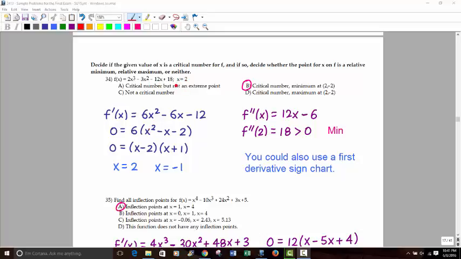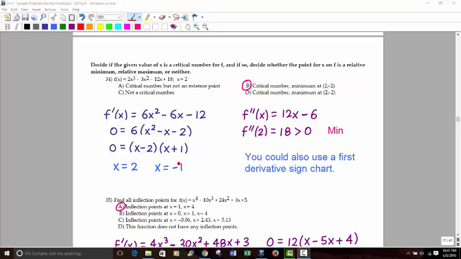So it's telling us that 2 is, decide if it's a critical number, which it is. If you take the derivative, it's 6x squared minus 6x minus 12. Factor out to get x minus 2 times x plus 1, so 2 and negative 1. So that rules out C as the answer. So it is a critical number.